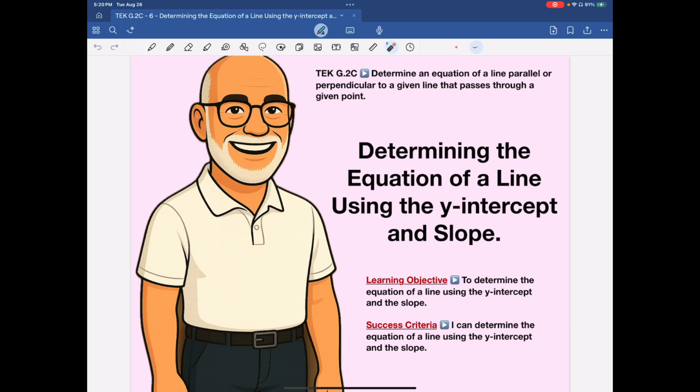Welcome back, critical thinkers. Today's TEK is G2C. Determine an equation of a line parallel or perpendicular to a given line that passes through a given point.